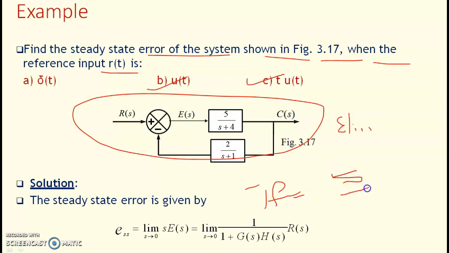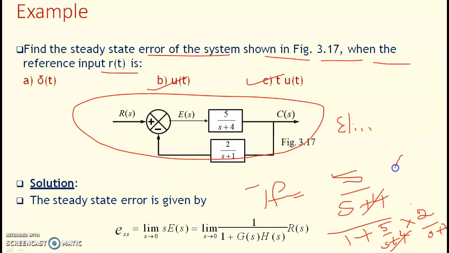5 divided by s plus 4, divided by 1 plus, because the feedback is connected with a minus sign, 5 divided by s plus 4 into 2 divided by s plus 1. So 5 twos are 10. So this s plus 4 gets cancelled. Then we get 5 divided by s plus 1 into s plus 4 plus 10. Clear? So that is the equation.